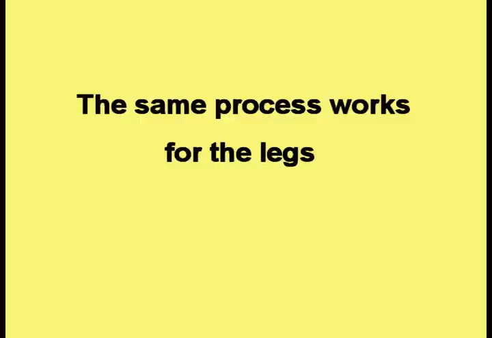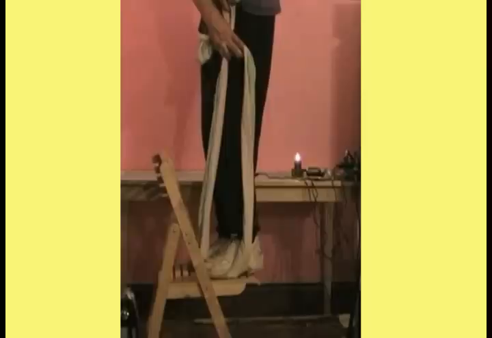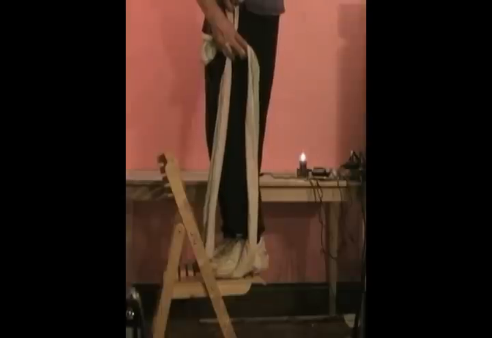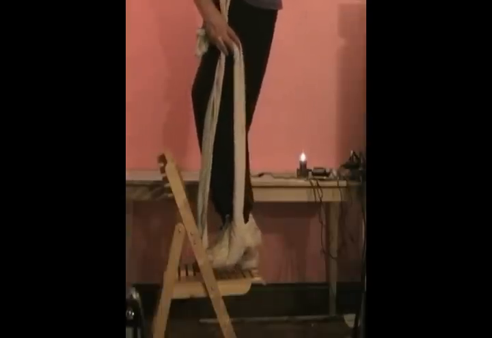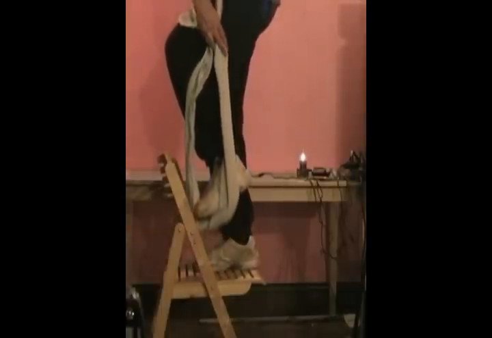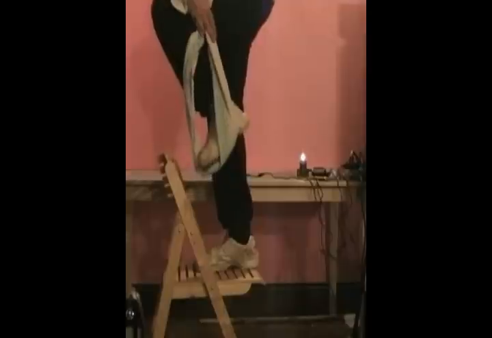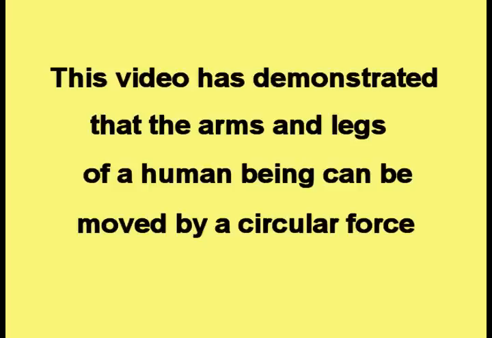The same process works for the legs. In this picture, the cloth loop is wrapped around the foot and held up towards the hip. When the free end of the cloth loop is pulled, the leg is raised upwards in the same way that the arm was raised upwards. This video has demonstrated that the arms and legs of a human being can be moved by a circular force.